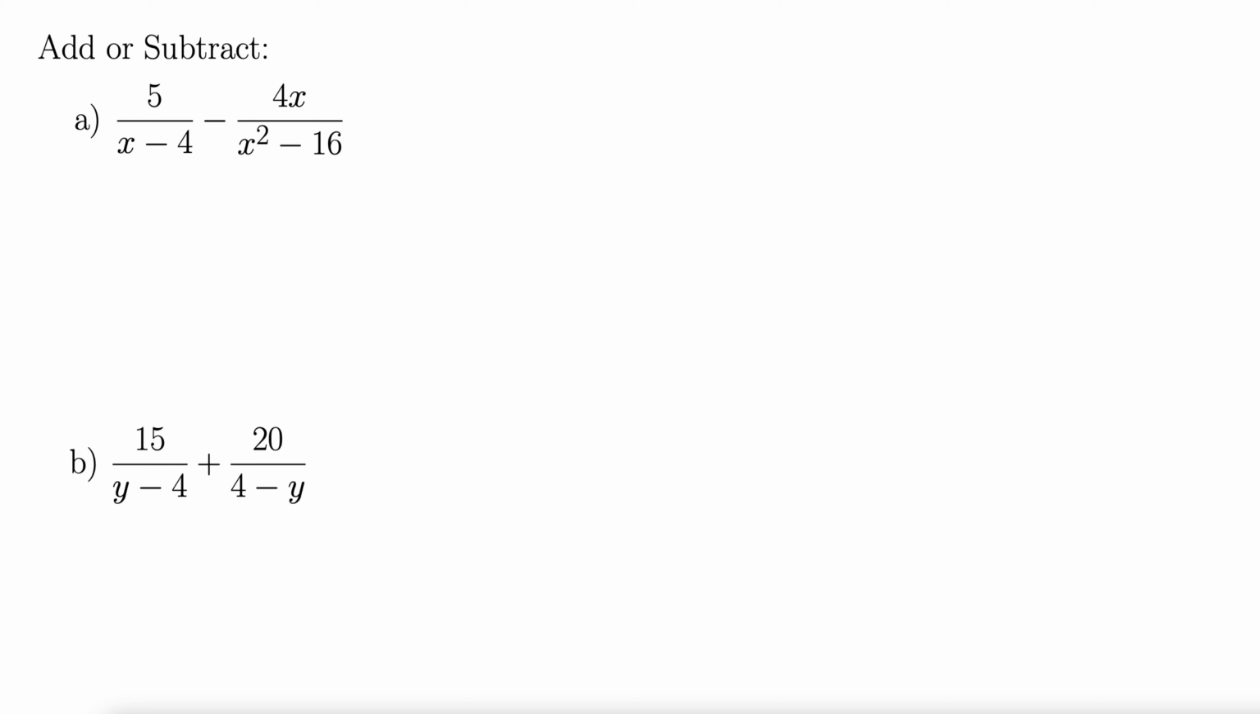Okay, hopefully the first thing you did was factor the denominators. We can't do anything to this first one here, but we can change the second one, so the first one just stays. The second one is a difference of squares, x squared minus 16, so that factors as x plus 4, x minus 4. Okay, and now we're ready to get the LCD.